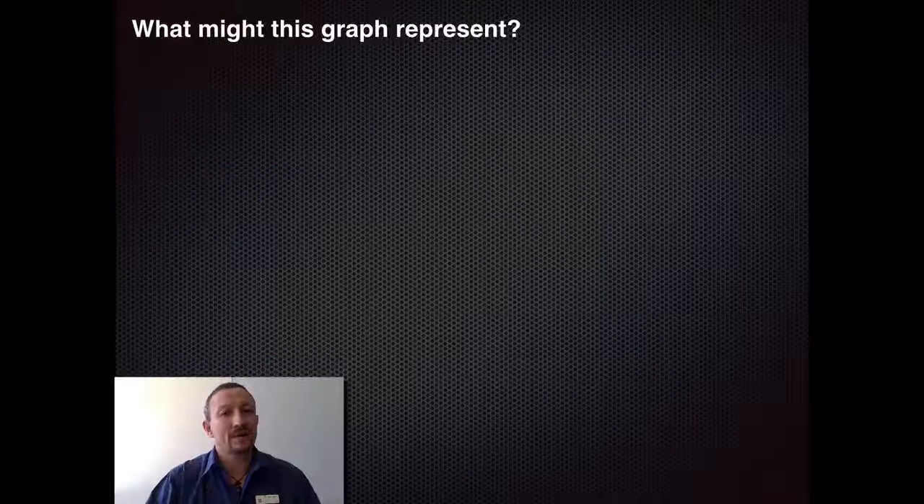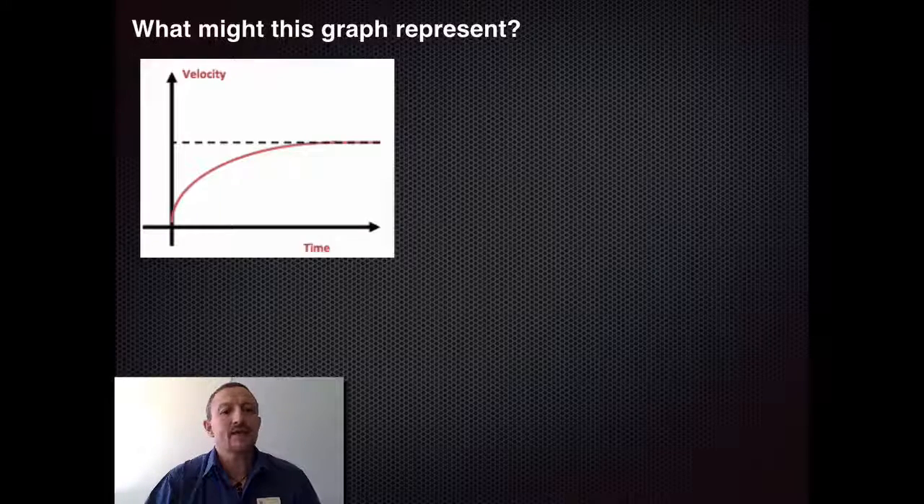Okay, well, I hope you found that useful. Let's look at some other little graphs that we might get represented. Now, in this case, we've got a velocity time graph, and you'll notice that as time goes on, the velocity actually becomes a constant. What does this mean? Well, basically, this is terminal velocity.